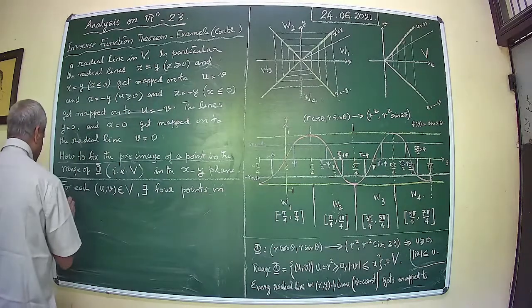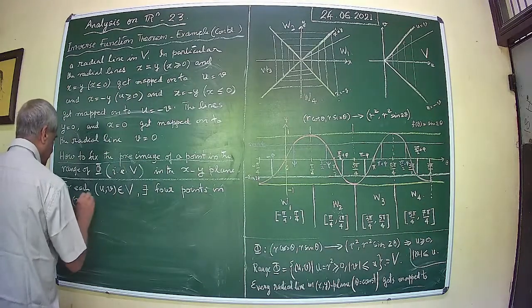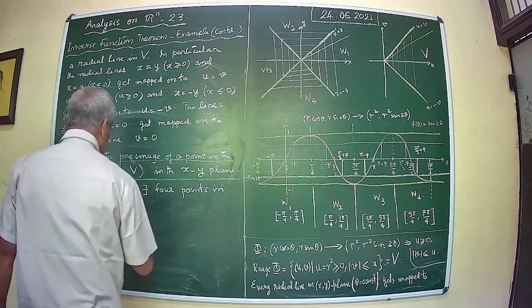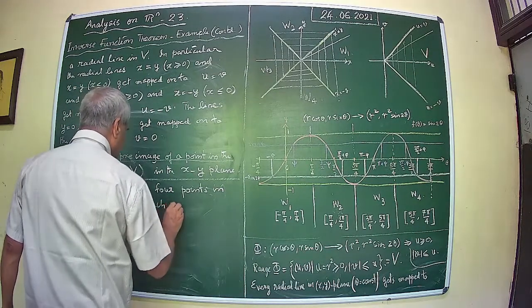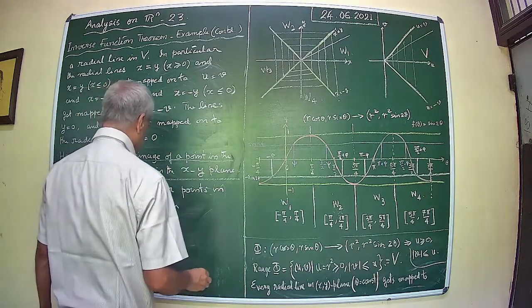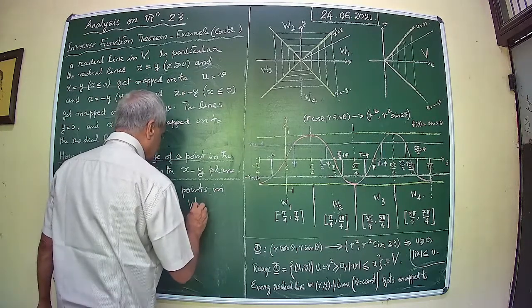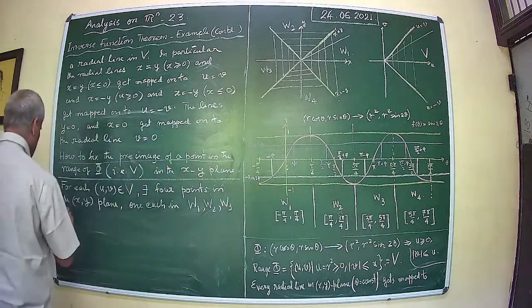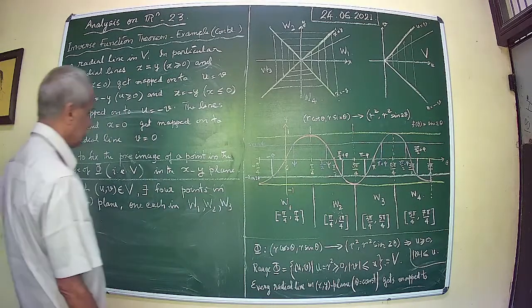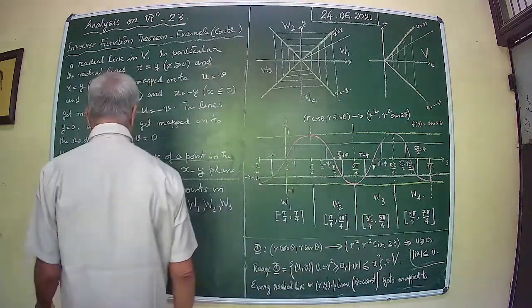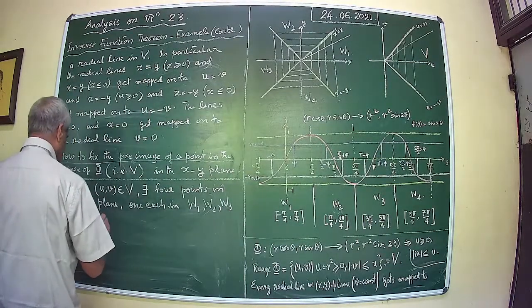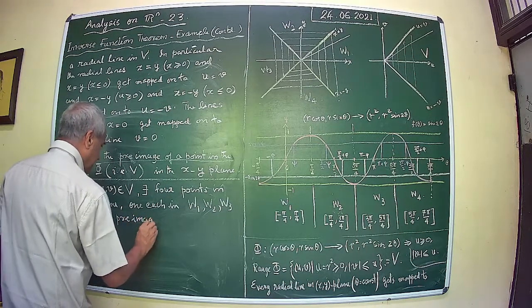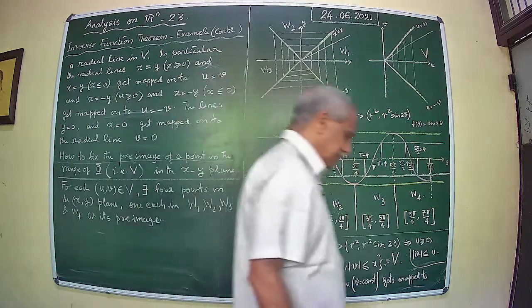in the xy plane, one each in, it's 3 each. This is the important thing. So how do you fix this?